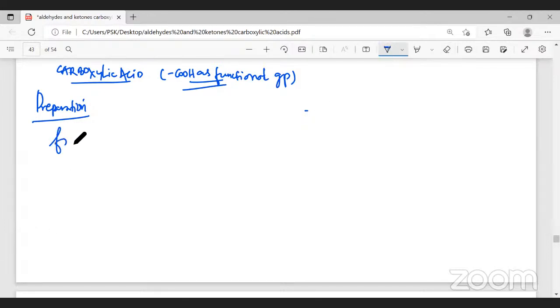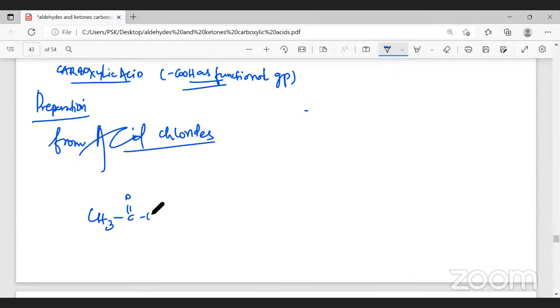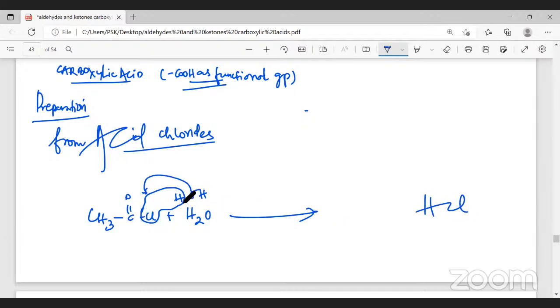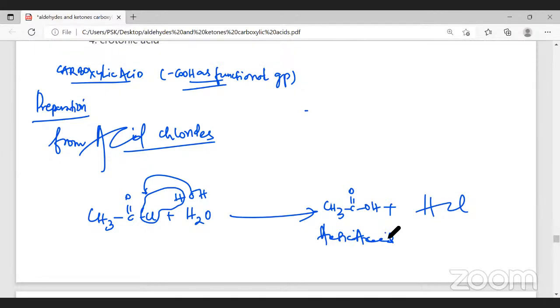The next method is from acid chlorides. An example of an acid chloride is acetyl chloride. When you hydrolyze acetyl chloride, we can write H and OH. In the presence of an acid, H and Cl get eliminated as HCl. In place of Cl, OH goes. So we get CH3, C double bond O, and OH. This is nothing but acetic acid. So acid chloride also on hydrolysis gives carboxylic acid.